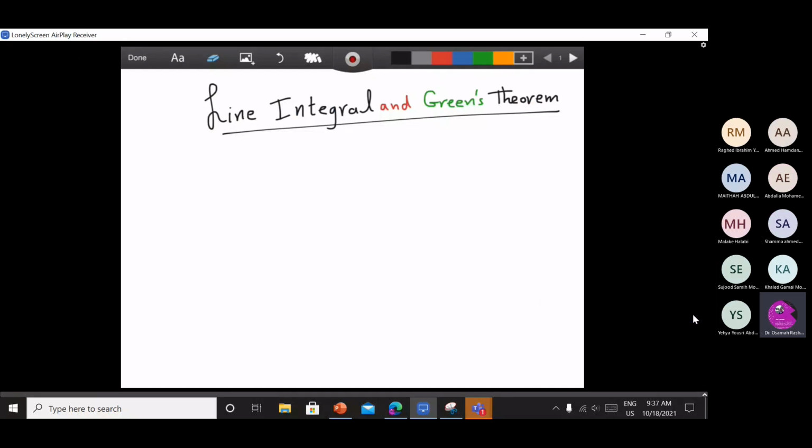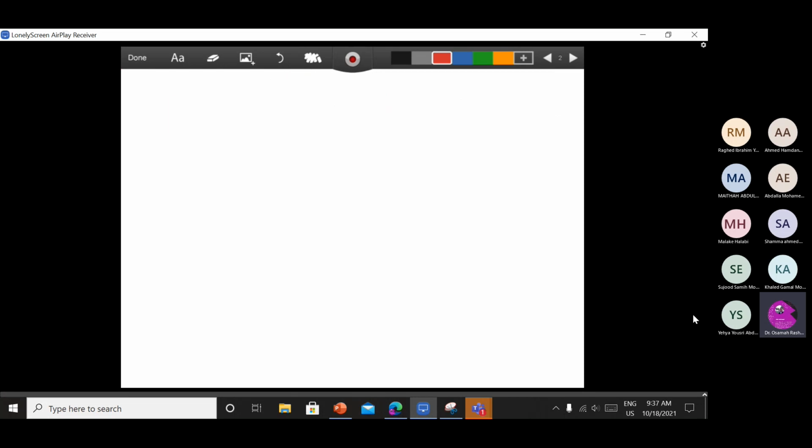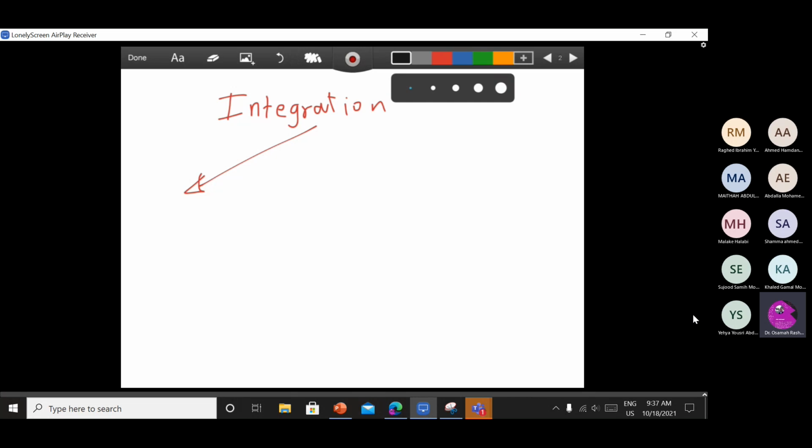Today we are going to talk about line integral and Green theorem. But before I start talking about line integral, I have to get some review about integral. We have integral of one variable function like this from a to b, this definite integral for one variable function.